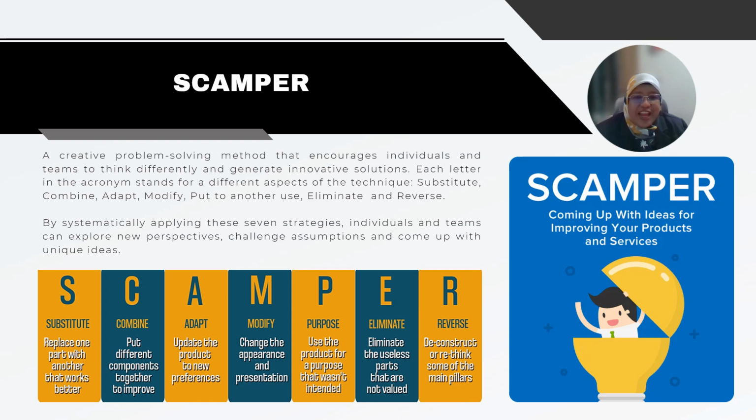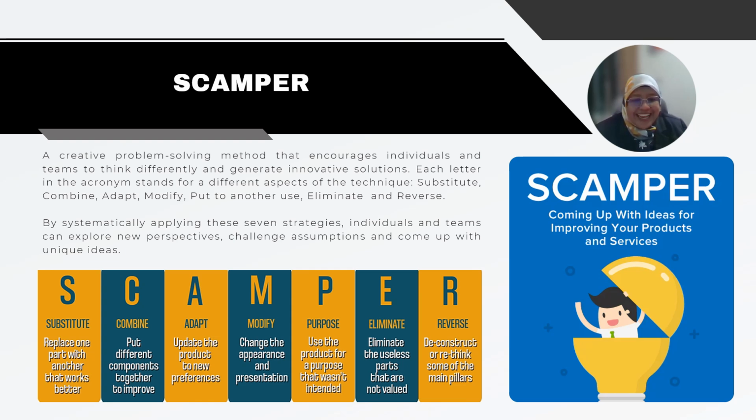The last creative technique tool is the SCAMPER method. SCAMPER method is a creative problem-solving method that encourages individual and team to think differently and generate innovative solutions. Each letter stands for a different aspect of the technique. For example, substitute, combine, adapt, modify, put to another use, eliminate, and reverse.